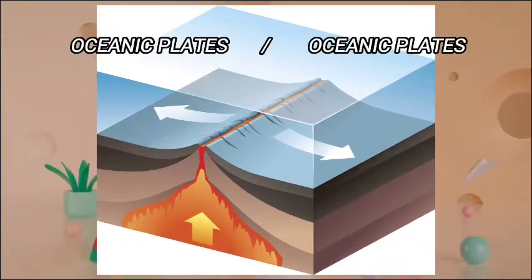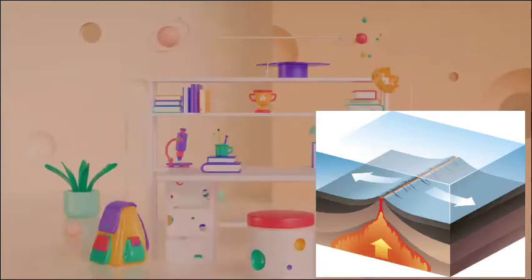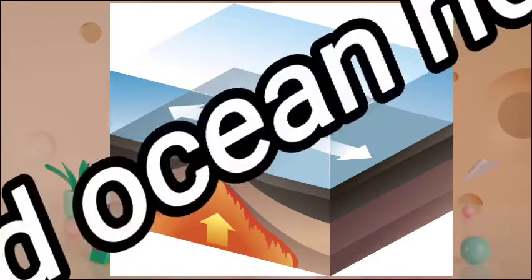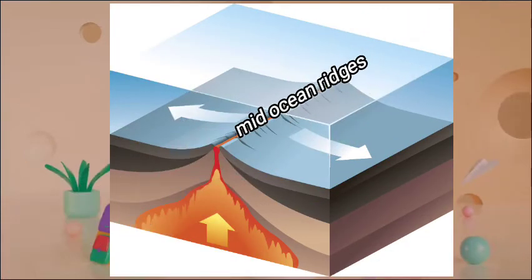Moving on to oceanic divergence. It is when two oceanic plates diverge or move away from each other. It forms a mid-ocean ridge or mid-oceanic ridge. It's an underwater mountain range formed by oceanic plates moving apart.